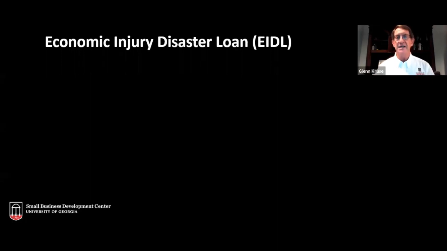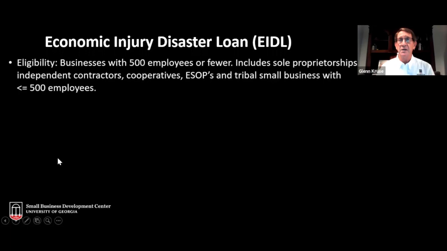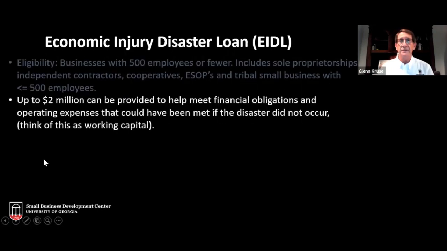The difference in this is it is unprecedented how broad this is. Businesses in every county in every state in the United States can apply for these injury disaster loans. There has never been a disaster of this breadth in the history of our nation. Eligibility is businesses with 500 employees or fewer. Now, this also has been broadened to include sole proprietorships, independent contractors, co-ops, and other small businesses, including tribal small businesses that are less than 500 employees.